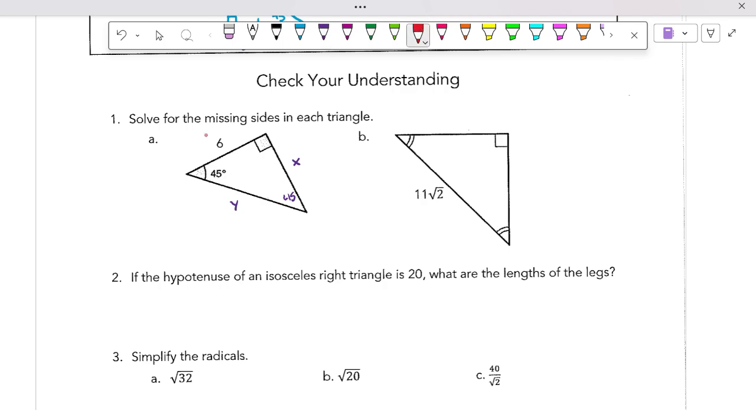We know this is a leg. What is X? Is X a leg or a hypotenuse? It's a leg, which means Y is the hypotenuse. So automatically, what should X equal? 6. What should Y equal? 6 square root 2. Good.